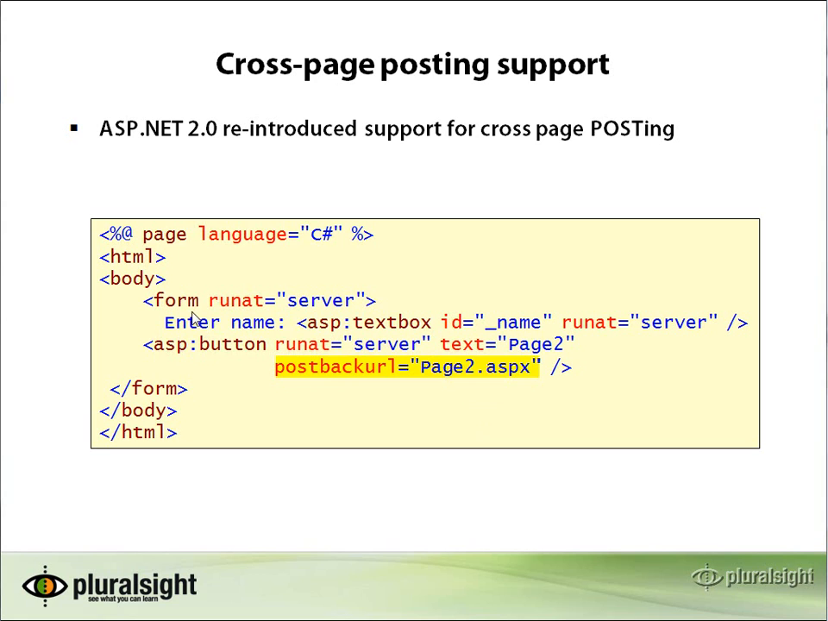Instead of setting the action on the form element, which is what you would do here, there's a new attribute on controls that generate postbacks, like a button, called PostBackUrl. What this will do is dynamically modify the action element on the form for you and point it to whatever endpoint you specified as the PostBackUrl. So it's a convenient way to set this up.